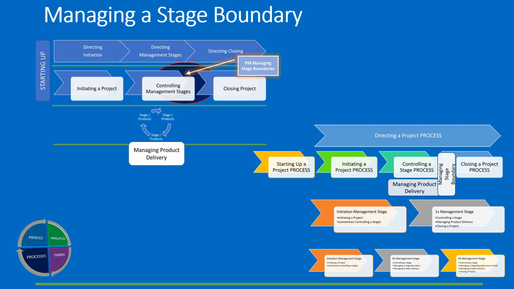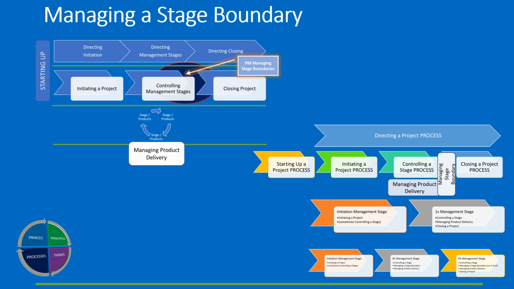Controlling a stage goes hand in hand with managing the stage boundary, because as you're nearing the end of the stage, you're doing less controlling and more collecting of all of the information you're going to need to go to the board and tell them you finished the stage and you need authority to continue into the next stage.